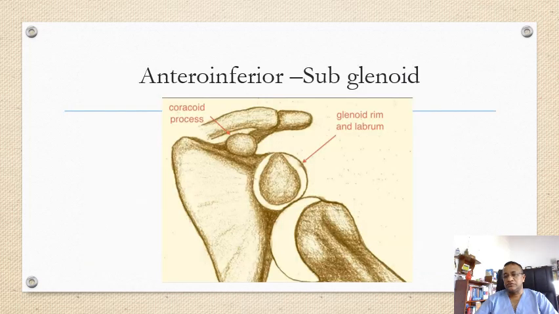Then the next one is antero-inferior. I have subglenoid. Now what has happened? Shoulder joint has got dislocated. Humeral head has dislocated anteriorly and it has gone inferior. Anterior, inferior. Now you can see the whole glenoid and labrum. It has come subglenoidally. In this picture, you can see coracoid process and the glenoid labrum.